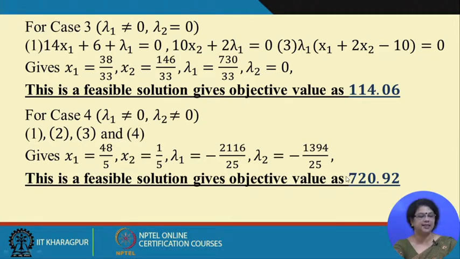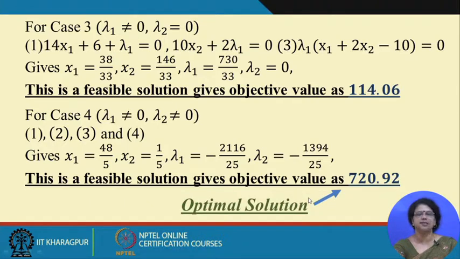Not only that, there is another reason. Though this is a feasible point, we are getting a better objective function value with this combination. That is why we can declare that this is the KKT point, that is the necessary condition for us, and thus this is the optimal solution for the problem.